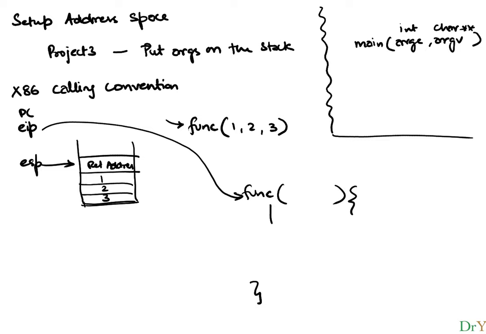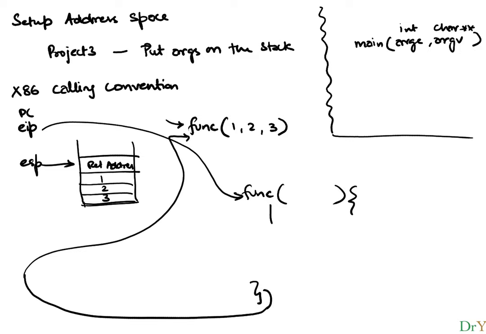When we finish here, we get the return address. So wherever the call is made from, if this is the call that was made from here, we came here, and so the EIP was set to that. We finish this call, and when we return from it, we get the return address and come back.